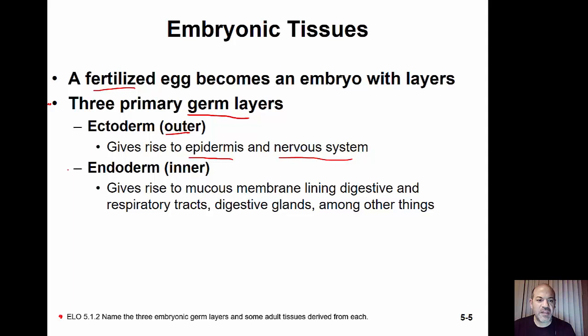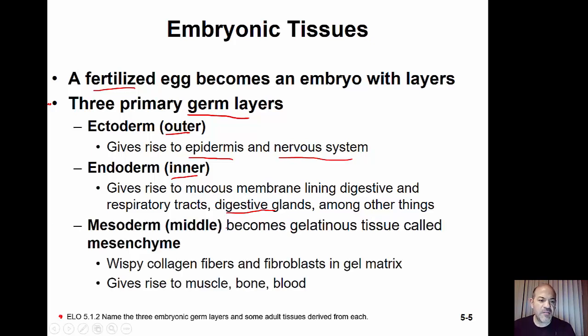Then there's the endoderm, and endo means inner. These are going to give rise to mucous membrane lining of the digestive and respiratory tracts, to digestive glands, and some other things. And then there's the mesoderm, and meso means middle. And this is going to become the gelatinous tissue called mesenchyme. Mesenchyme is wispy collagen fibers and fibroblasts in a gel matrix, and also gives rise to muscle, bone, and blood.